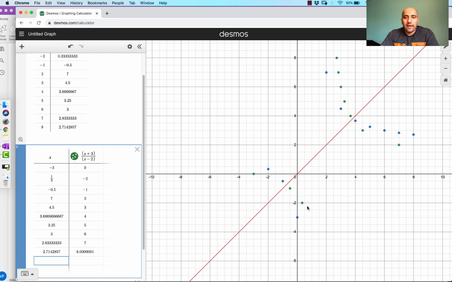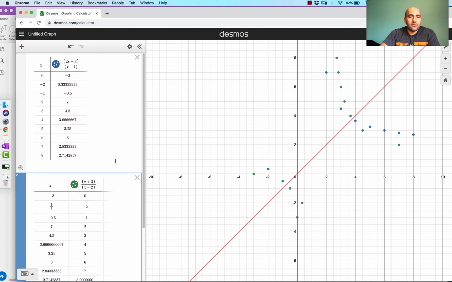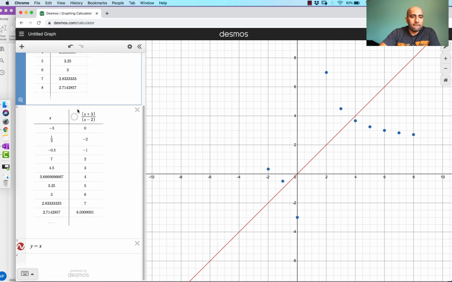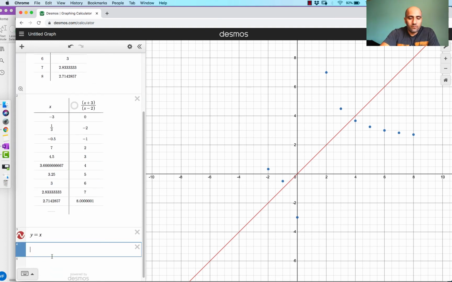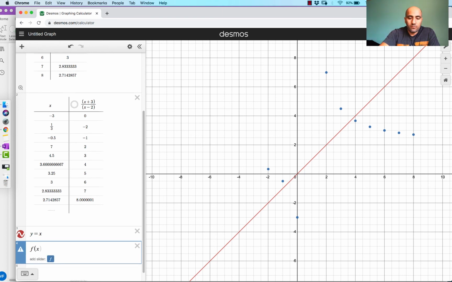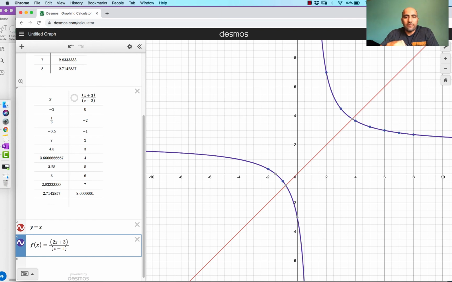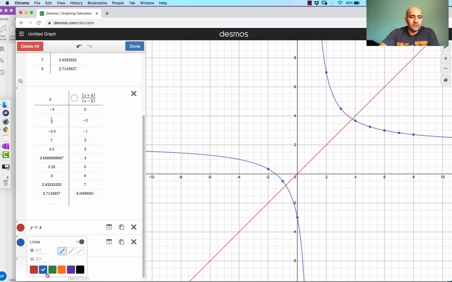Okay, so I have all of the green ones, all of the blue ones, right? So here's all the green ones, and then here's all the blue ones. And if I wanted to keep going and find more ordered pairs, eventually I'd find the whole graph. So let's just type it in and see what the whole graph looks like. If I kept going with all those blue values, eventually it would look like this.